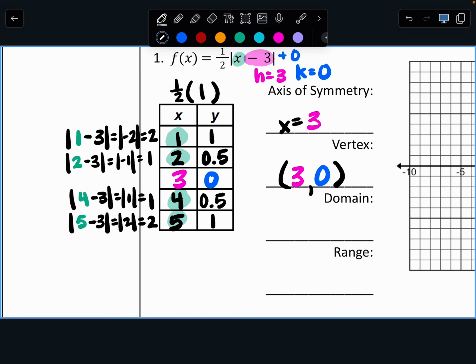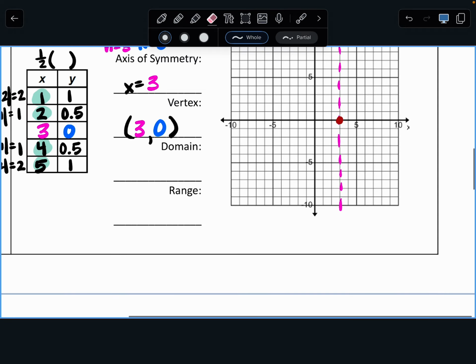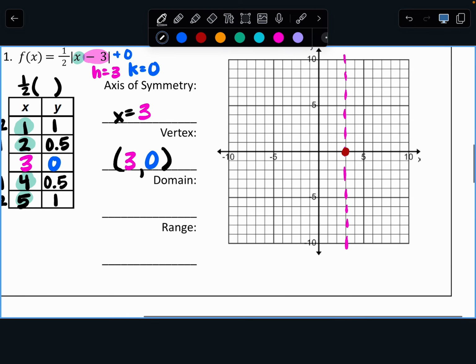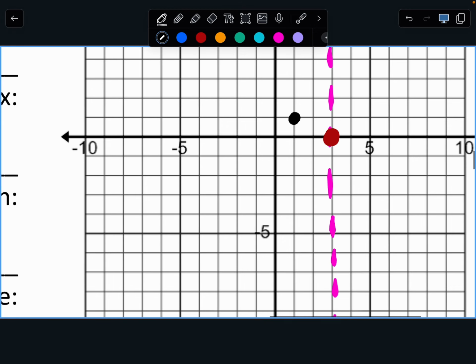And that would give you 1. So all we do now is plot these points from the table into the graph. 1, 1; 2, 1/2; 4, 1/2; and 5, 1.